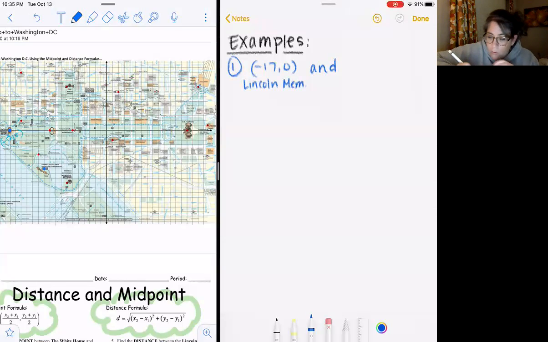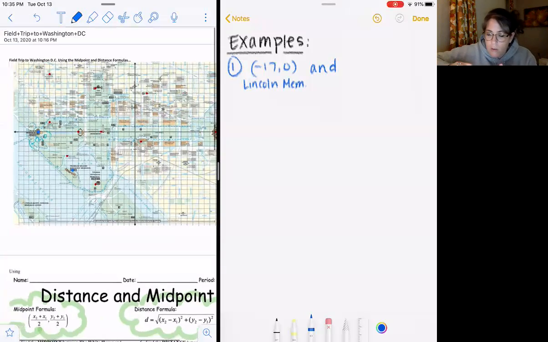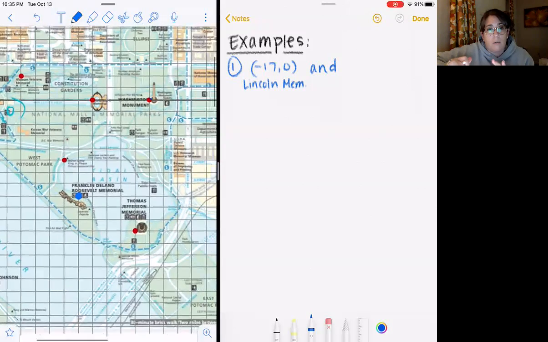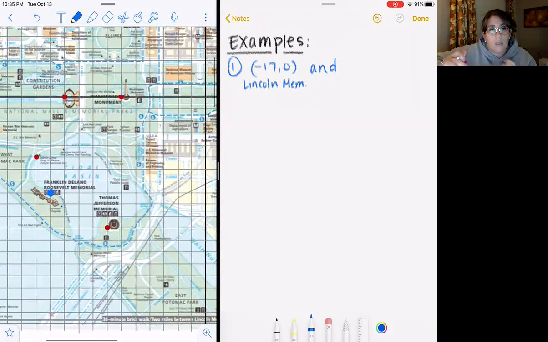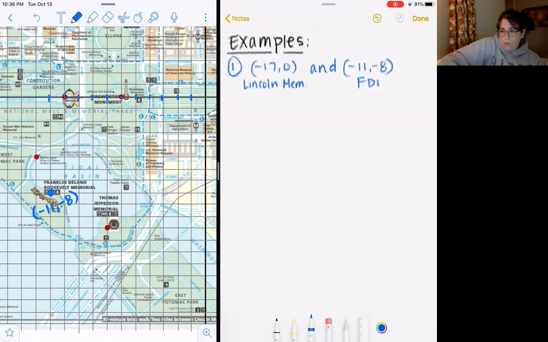Roosevelt Memorial. So the Roosevelt Memorial, the point is 1, 2, 3, 4, 5, 6, 7. Let me zoom in some so you guys can see this a whole lot better. That's so much better. All right, so Roosevelt Memorial is negative 1, 2, 3, 4, 5, 6, 7, 8, 9, 10, 11, down 1, 2, 3, 4, 5, 6, 7, 8. So negative 11, negative 8 is FDR. That's going to be the FDR Memorial.